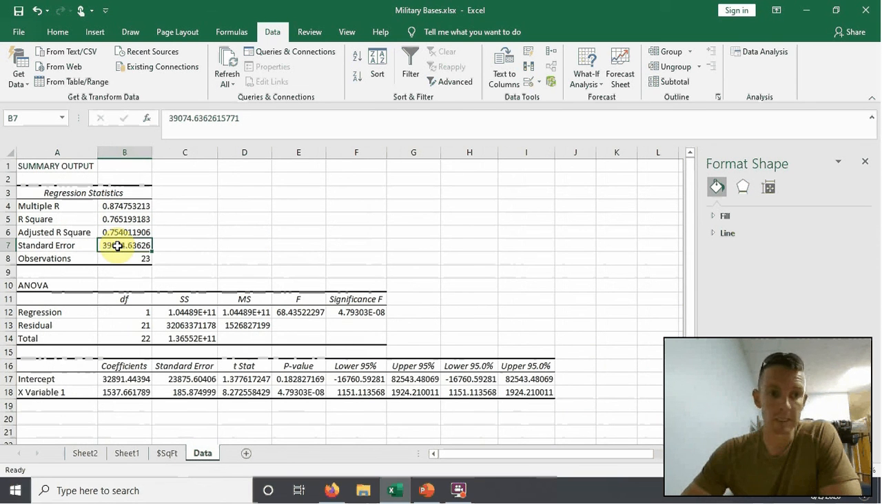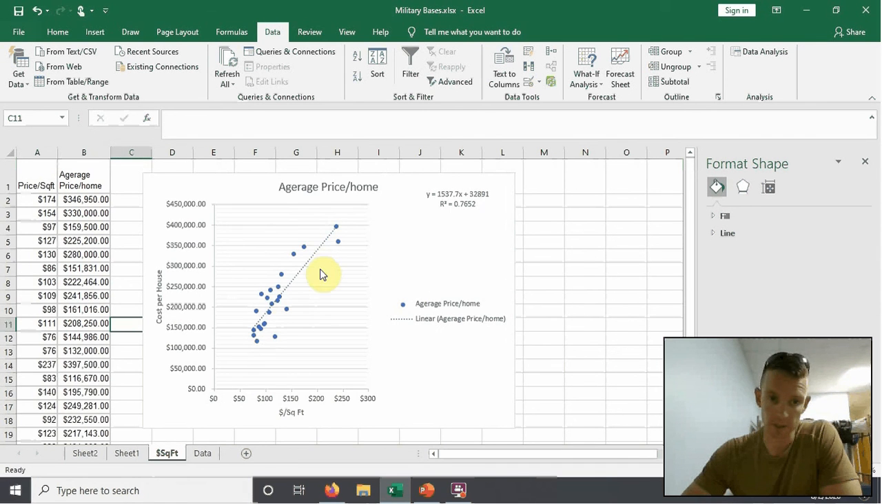We also want to see our standard error. If we wanted to calculate a price based on square footage, then we need to know what our standard error is, and we'll take a look at that here on this chart. Our error is the distance between this point, our actual data, and this projected line. You can see some of them are below, some of them are dead on.